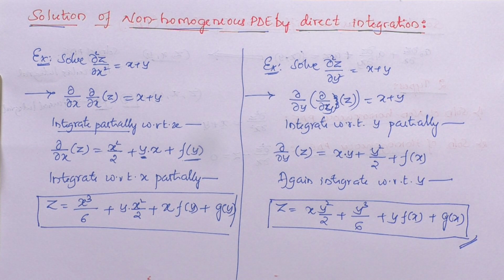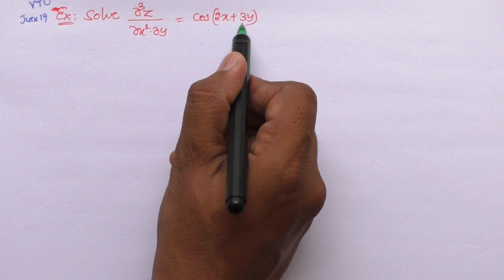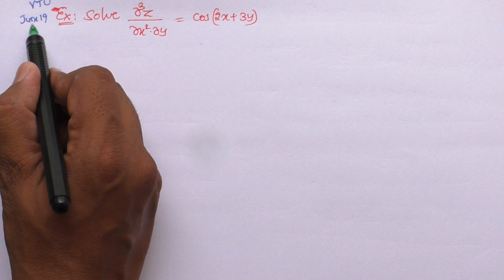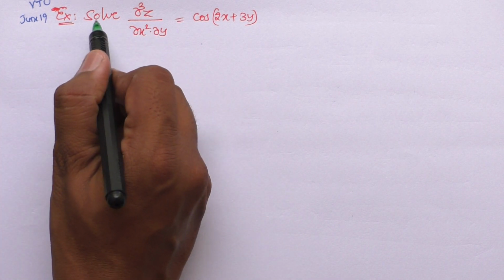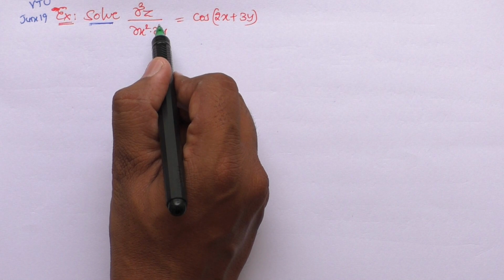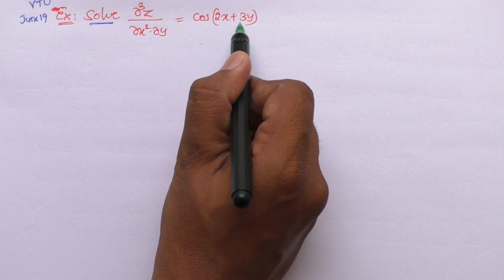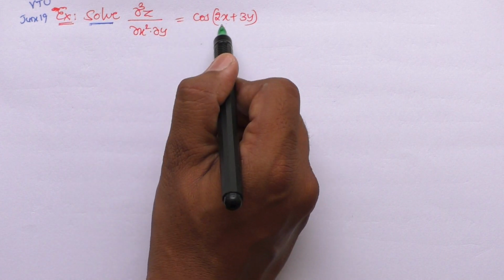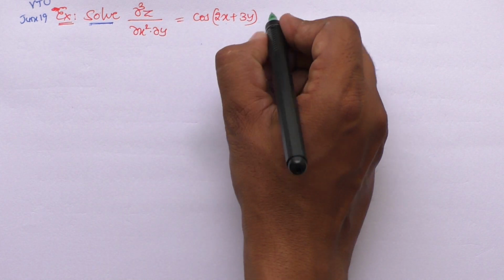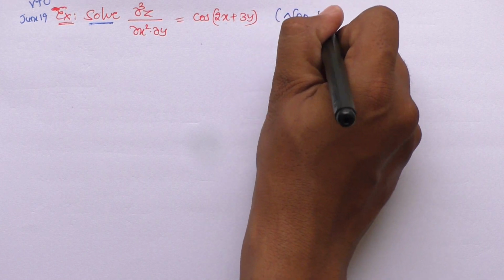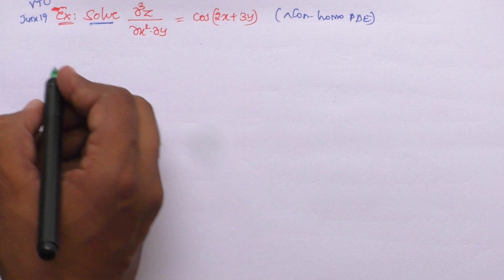So now let us solve some question paper problems. Solve ∂³z/∂x²∂y equal to cos of (2x plus 3y). This was given in the VTU June 2019 examination. So now how to identify? Whenever solve is given, first identify which type of problem it is. So it is having the z term, and x and y. If along with the dependent variable z it is having x and y terms, it is called a non-homogeneous PDE.